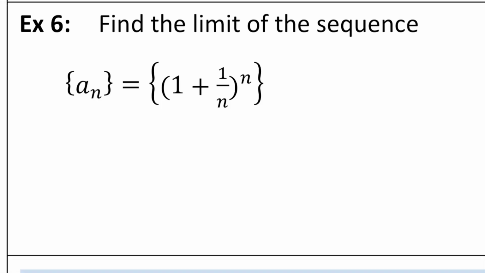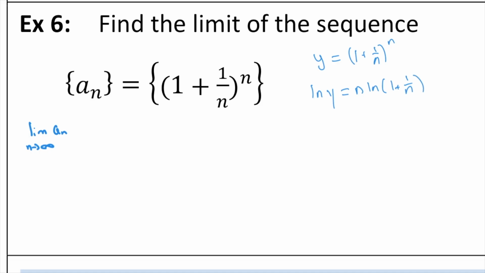Let's take a look at example 6. We're to find the limit of this sequence. In order to find the limit of that sequence, that means we want to determine the limit as n goes to infinity of a sub n. Now, because of the exponent, we're going to rewrite our problem as y equals 1 plus 1 over n, raised to the nth power. Then if we take the log of both sides, the natural log of y is going to be equal to n times the natural log of the quantity 1 plus 1 over n.